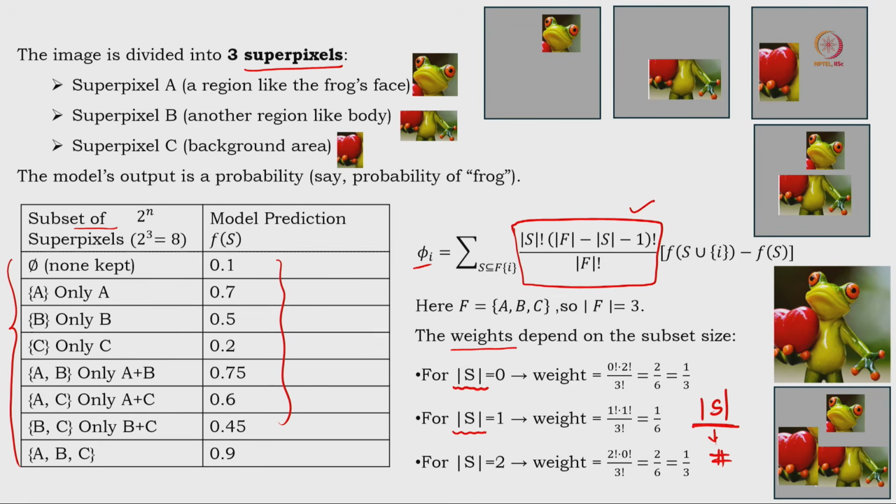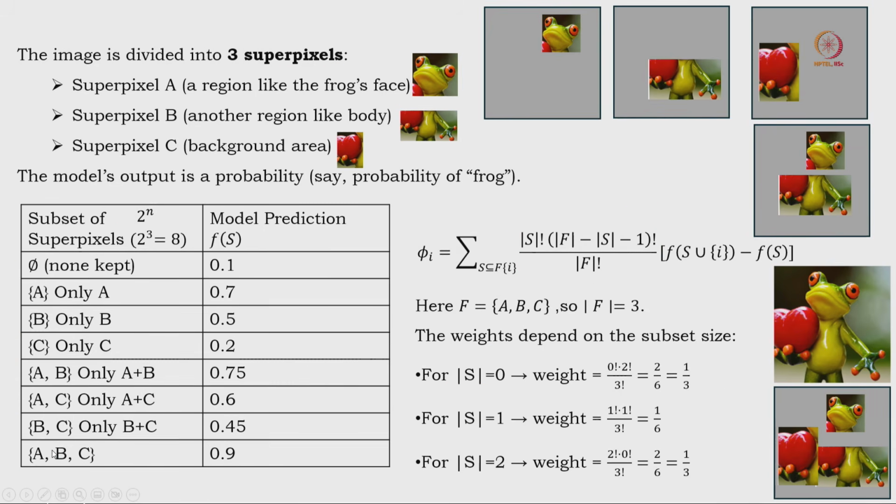When you say subset cardinality 0, the meaning is that the subset S has 0 superpixels in it. The subset has no superpixels. Can you see here? Here there are no superpixels kept. Then what weightage should we give to this subset? How do we calculate it? Substitute the values back into this formula. Now we are considering it for S equal to 0.